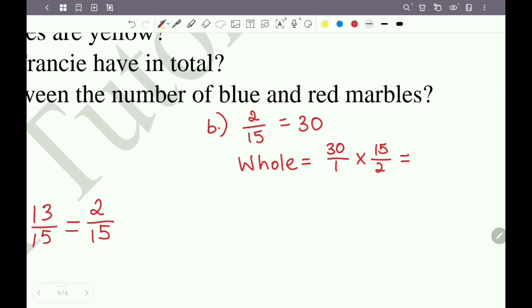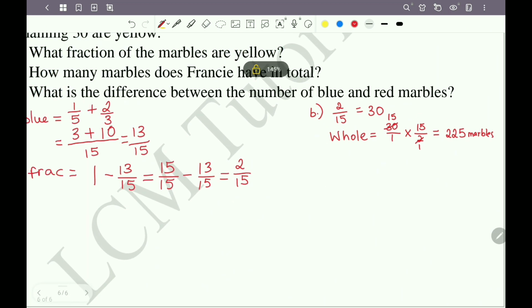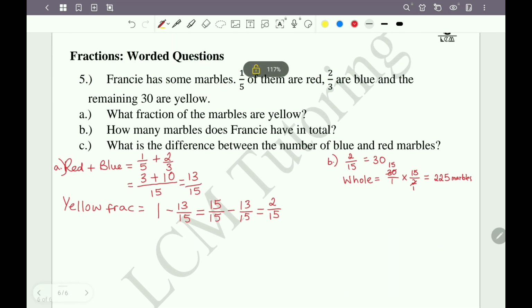Now what we do is we can cancel. 2 into 2 is 1, 2 into 30 is 15, and from our squared numbers times tables, we have 15 times 15, which is 225. So Francie has 225 marbles altogether. That's her whole number of marbles. That's your answer for part B.